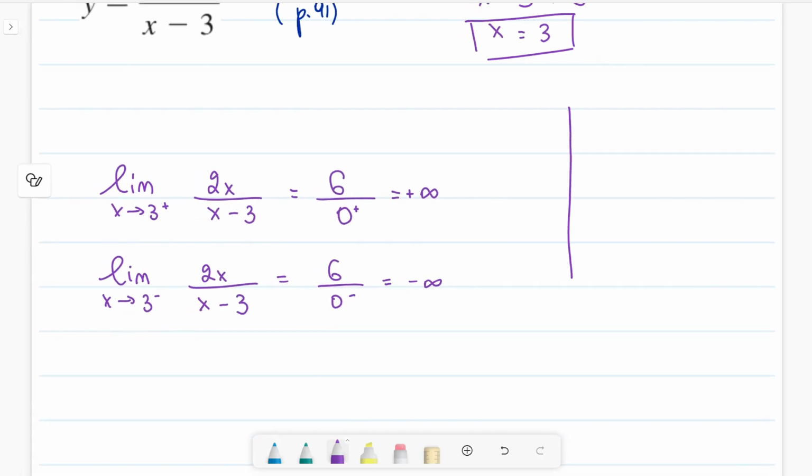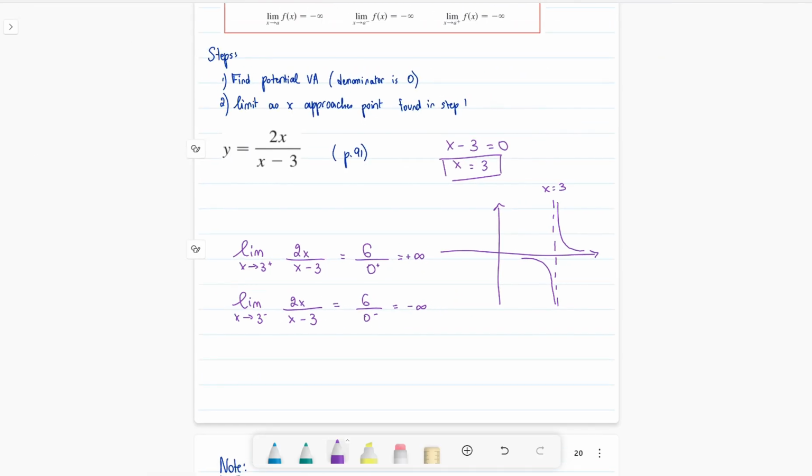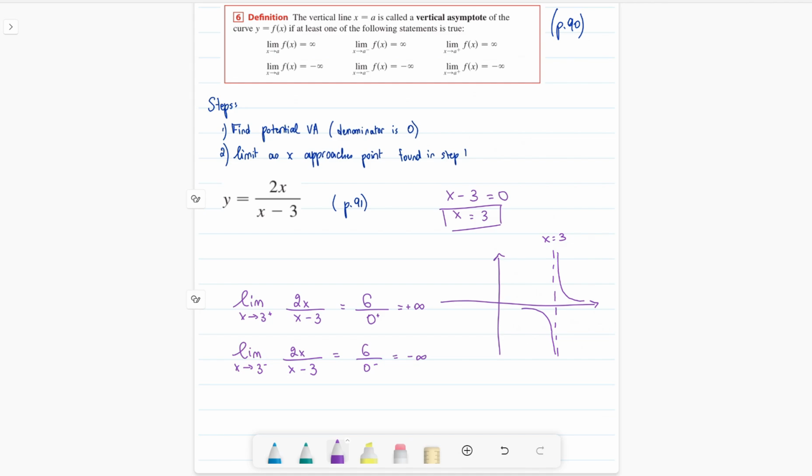Now, since we computed both of them, we might as well take a look at the potential graph of how this might look. This is the asymptote at x equals 3. As we approach it from the right, we approach infinity, and as we approach it from the left, we approach negative infinity. And this is a potential graph.